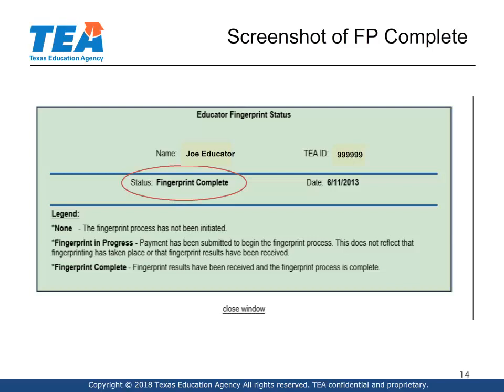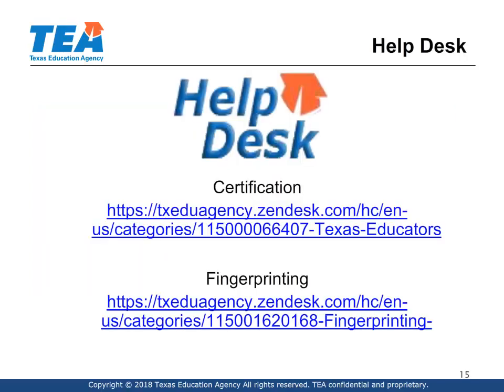Once fingerprints are complete, TEA Educator Investigations will review any resulting criminal history that shows up in the results. Please ensure that all contact information is current in ECOS so that the division may make contact if necessary. This concludes our overview of the certification applicant process for fingerprinting.